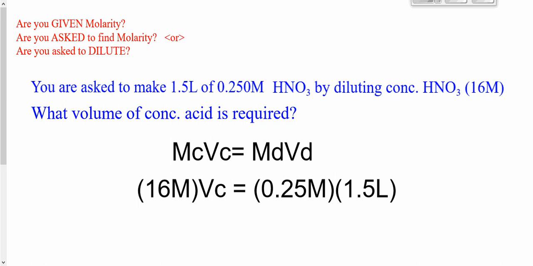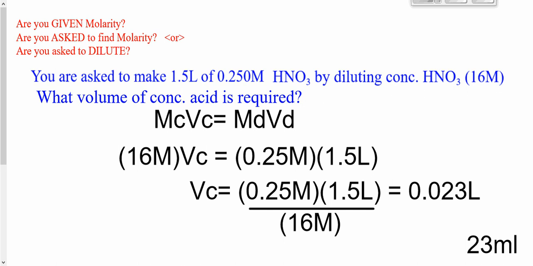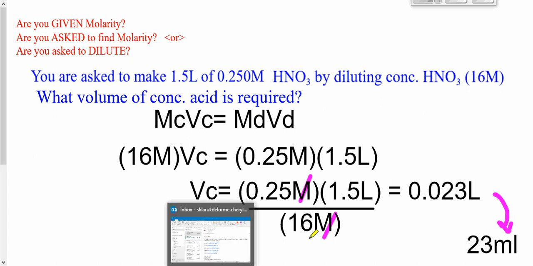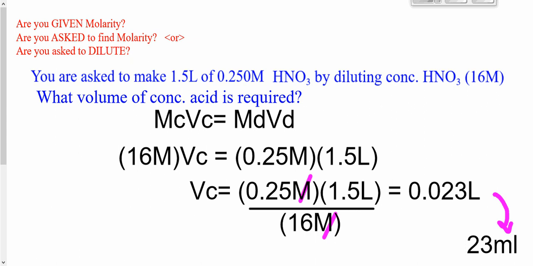So when I substitute the numbers in the equation in place of their variables, I can see that I'll be solving for the volume of the concentrate, which is what I'm asked to do. Rearranging to solve for VC, we can see that molarity on the top cancels molarity on the bottom, and our answer will come out in liters. 0.25 times 1.5 divided by 16 is 0.023 liters. Or if it's easier for you, you can multiply it by 1,000 and change that into milliliters. That's entirely up to you. It's an equivalent value, so you pick the amount that makes sense.